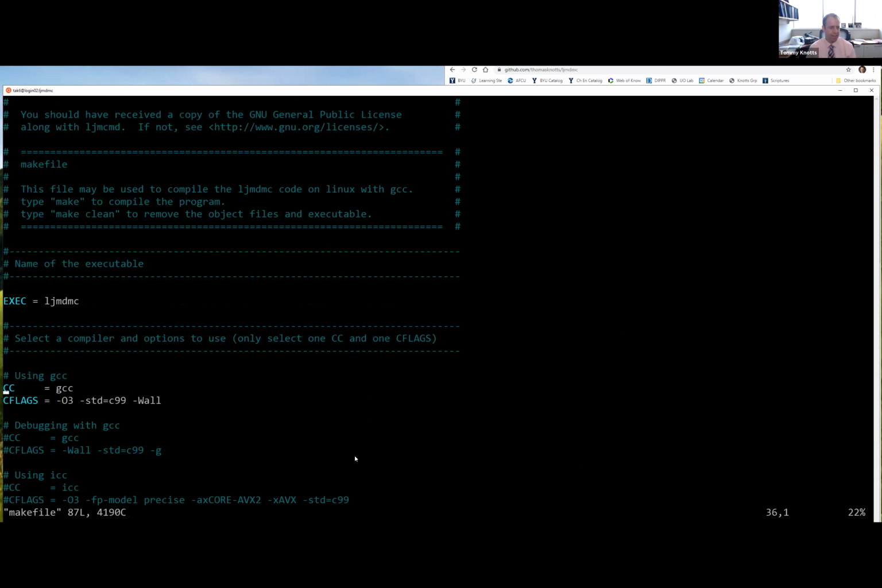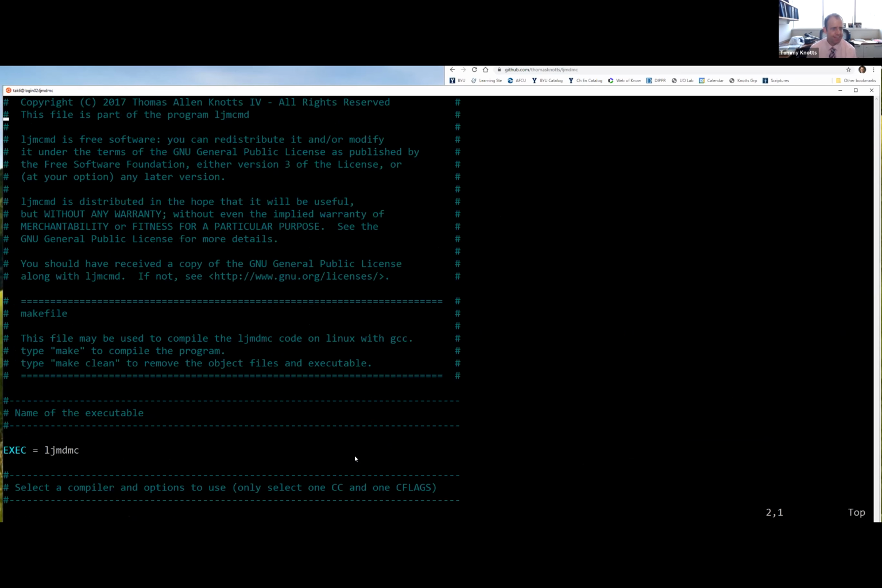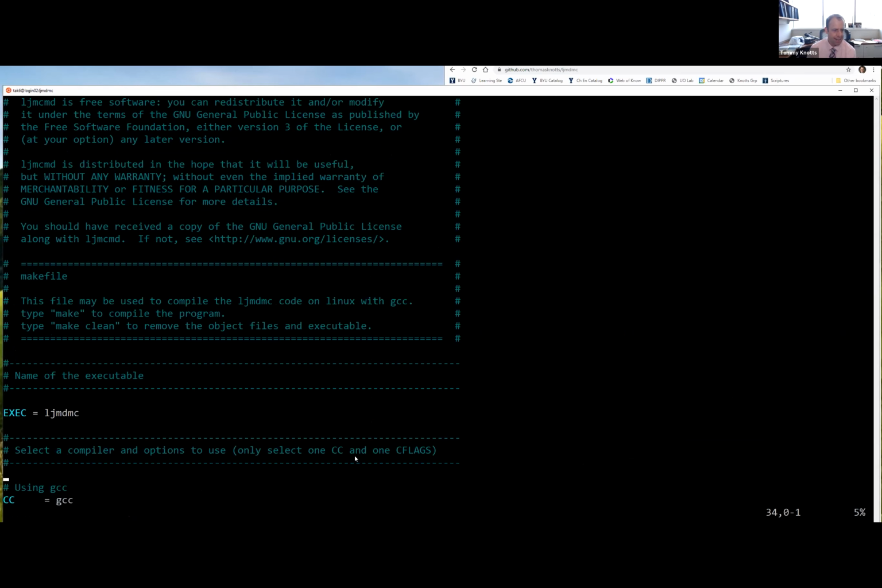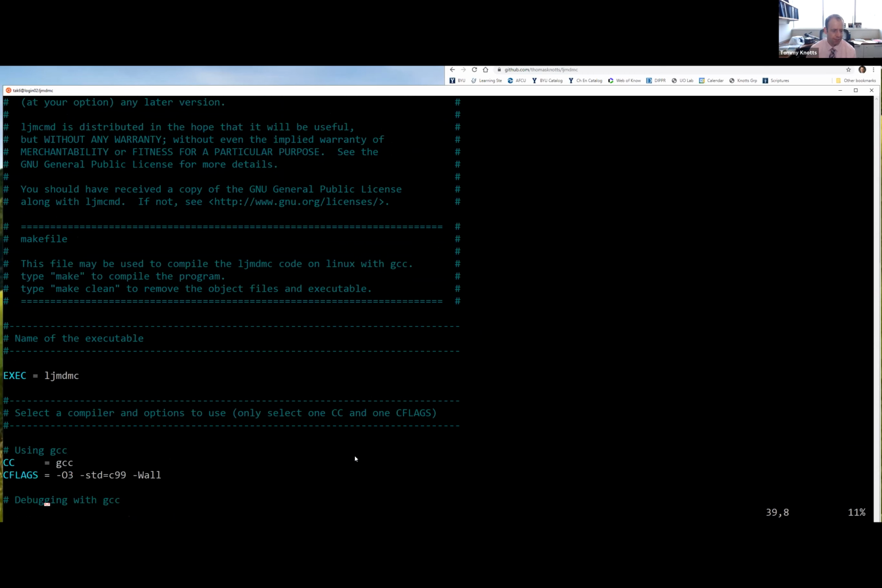you never really need to change anything here. But this is telling the computer, I named it LJMC. So this is just, I'm naming it this. You could change this to your name. You could change it to junk. You could change it to Spidey. You could change it to whatever you want. It's just the name of the file that it's going to make for your executable.